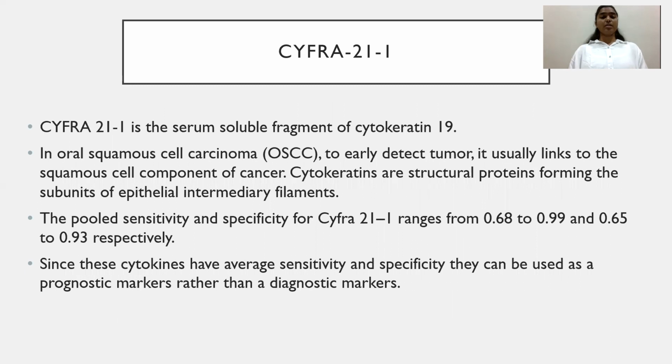The next biomarker is CYFRA 21-1. CYFRA 21-1 is the serum soluble fragment of cytokeratin 19. In oral squamous cell carcinoma, to detect this tumor early, it usually links the squamous cell component to cancer. Cytokeratins are the structural proteins forming the subunits of epithelial intermediate filaments. The pooled sensitivity and specificity range from 0.68 to 0.99 and 0.65 to 0.93 respectively. Since these cytokeratins have average sensitivity and specificity, they are used as prognostic markers rather than diagnostic markers.